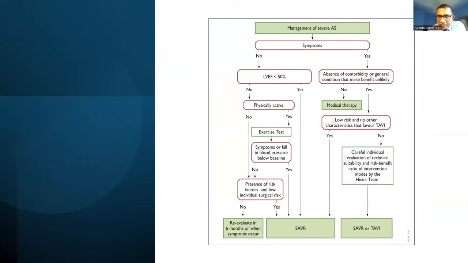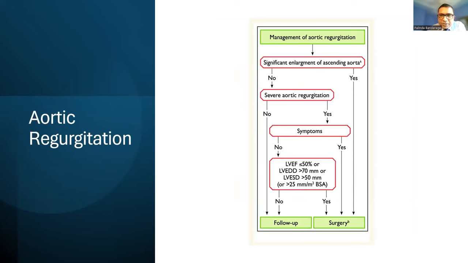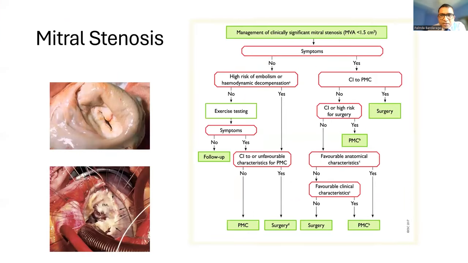This is the algorithm of management for aortic stenosis. I won't go deep, but I'm sure you know that symptomatic critical aortic stenosis needs surgical aortic valve replacement, or if it's a high-risk patient, TAVI is an option, but currently not in Sri Lanka. And in asymptomatic patients, if the ejection fraction is dropping or if the exercise tolerance is impaired, surgical replacement might be indicated. Then aortic regurgitation, again the same: symptomatic, surgery. And asymptomatic with a dropping ejection fraction or dilating left ventricle will need surgery.